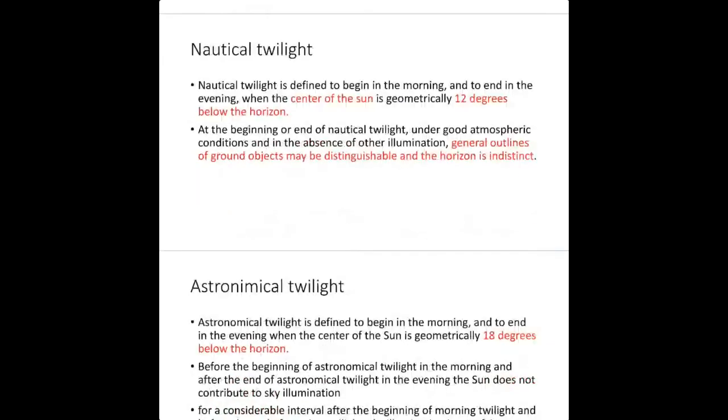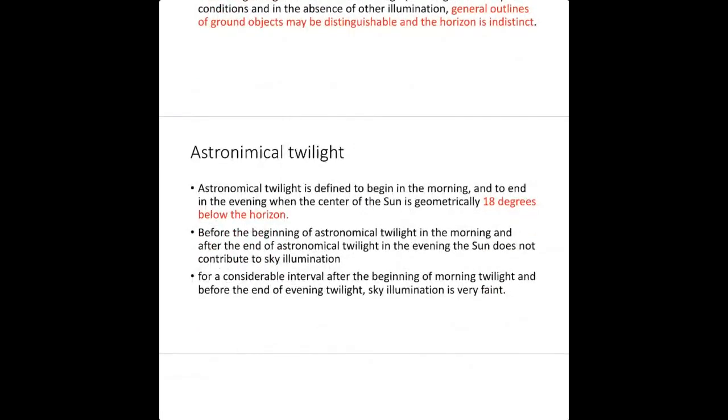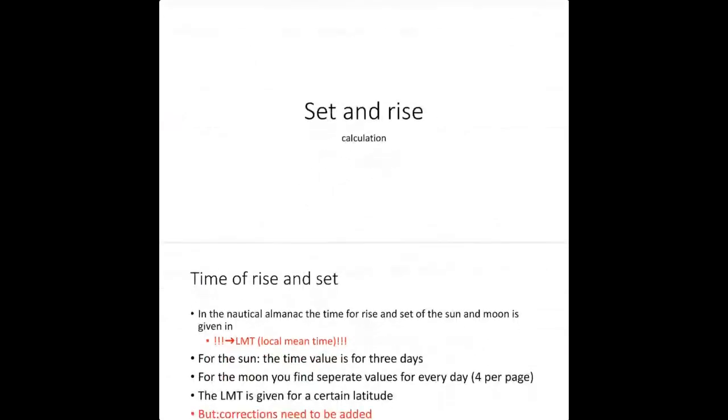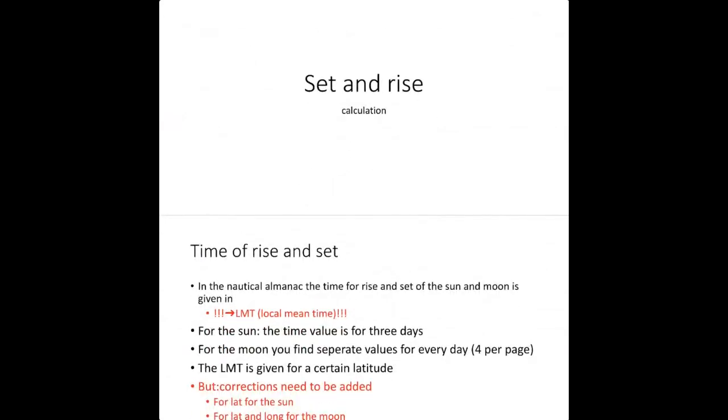And then when the sun goes even further down, we talk about astronomical twilight, when the center of the sun is geometrically 18 degrees below the horizon. Before the beginning of astronomical twilight in the morning and after the end of astronomical twilight in the evening, the sun does not contribute to illumination in the sky. Voilà, that's in a nutshell what I wanted to tell you about rise and set.